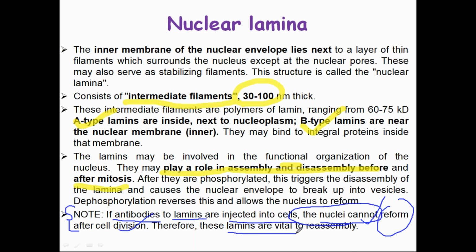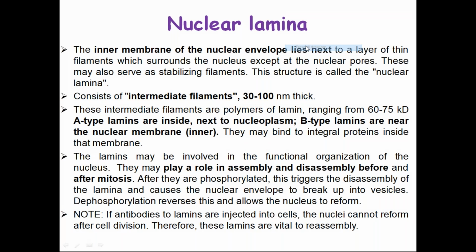Therefore, these lamins are very important for what? Assembly of the nucleus. Which is very important for the assembly? That is the lamins. And if you are injecting any anti-lamins, anti-lamin A or anti-lamin B, the nucleus will never reform. Even though the cell is dividing, even though the mitosis has occurred, everything is happening, the nuclei will never form. So this is a 4-mark question, analytical type, which is asked in your exam. This type of question is only asked in your exams. Okay, a little bit tricky, but the answer is very easy.